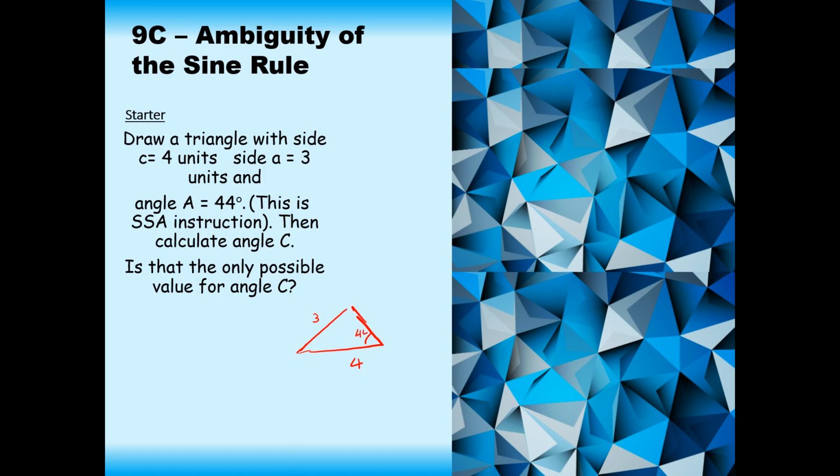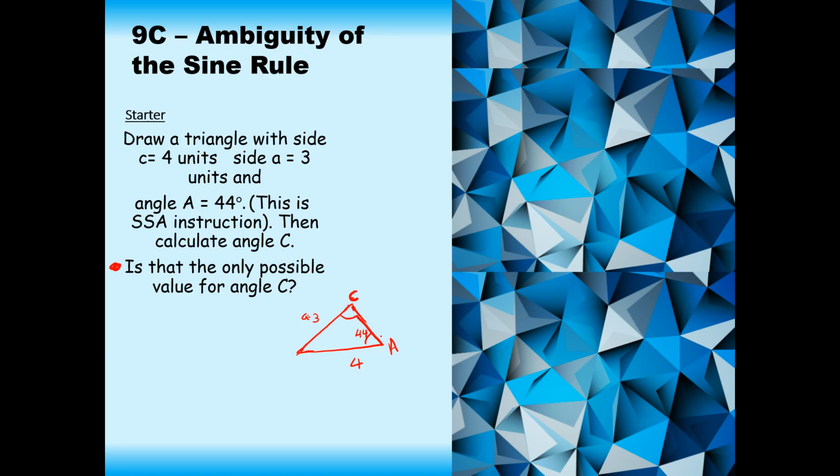Now, what I'm asking you is, is this the only possible way of drawing this triangle? This is our little a, this is angle capital A, and we're asking, is this the only possible way of getting that angle C, or is this the only way of drawing this triangle?